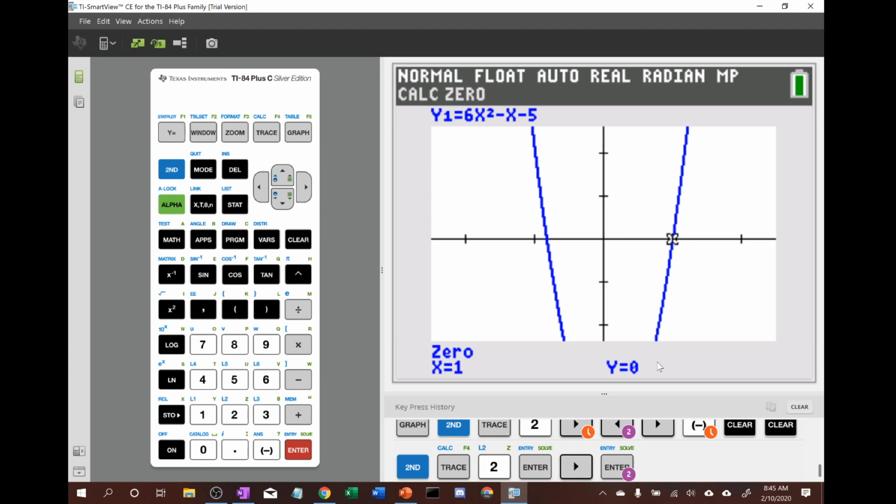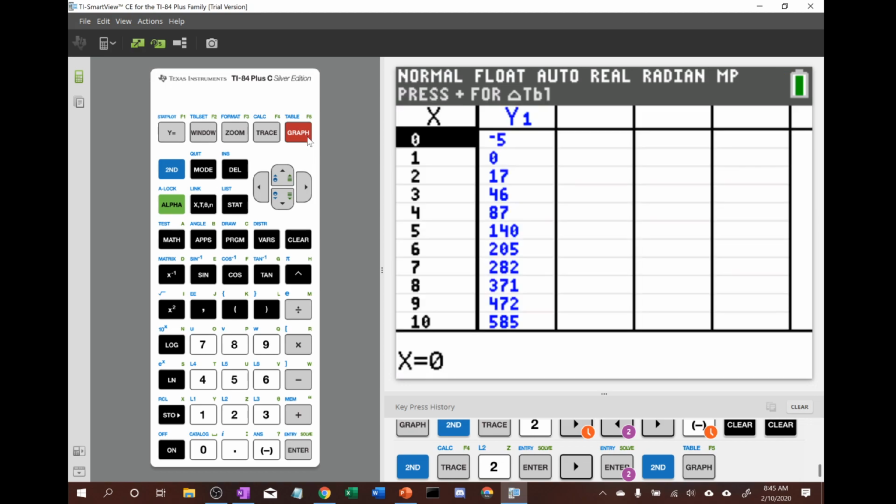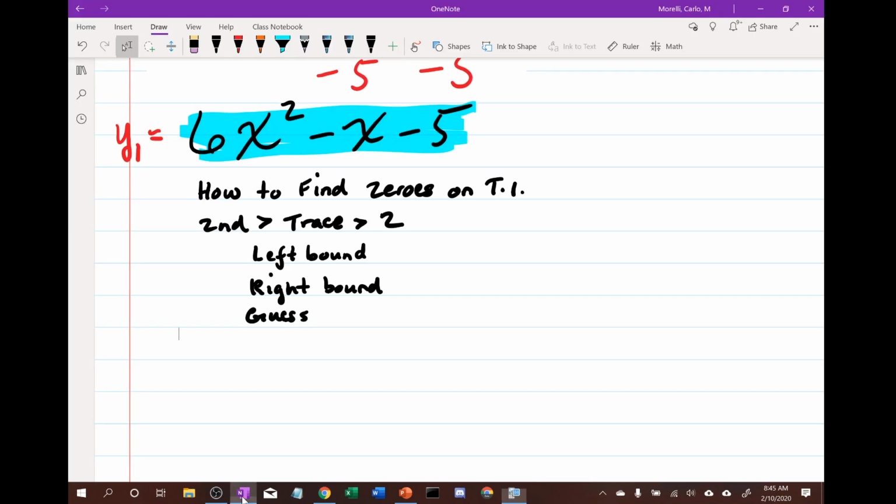Now let's find the y-intercept. We're actually going to do that by hitting second, graph, and then looking where x equals 0. I'm on it right now. X equals 0, what is y? So the y-intercept is negative 5, and we could have just looked at our graph. We know that the c value is the y-intercept. See that? Now let's find the vertex.